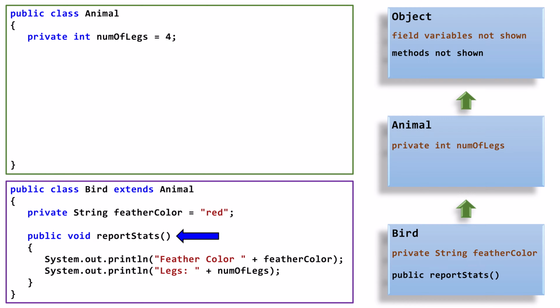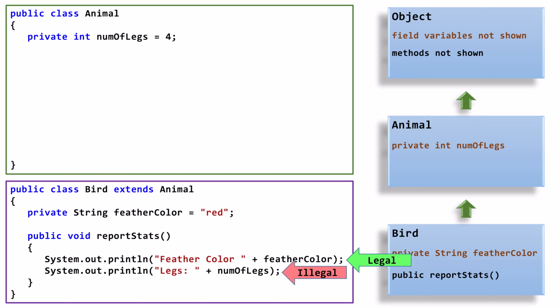We have a method in the Bird class, reportStats. Let's look at it line by line. First, we output the value of the featherColor variable. featherColor is private, but we can still access it from a method inside the Bird class. On the next line, we output the value of the numOfLegs variable. Being private, it isn't inherited, thus isn't accessible to the methods inside the Bird class.